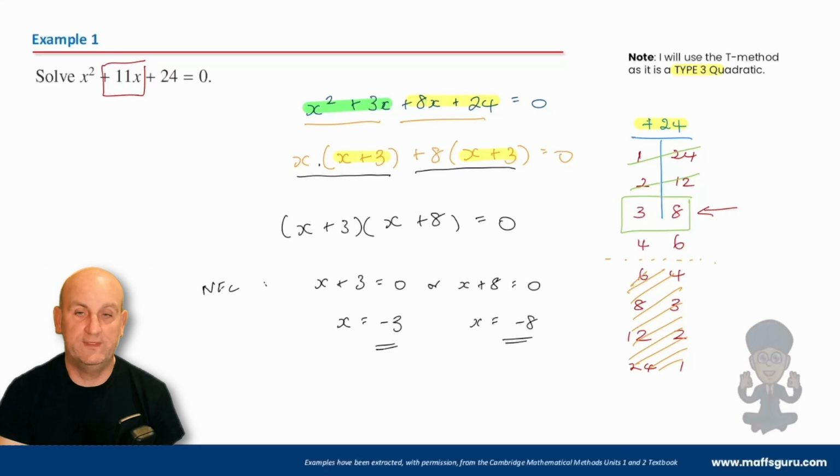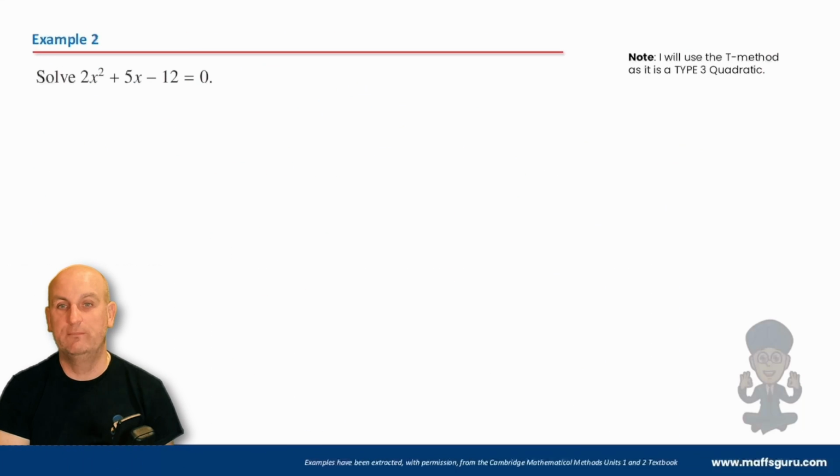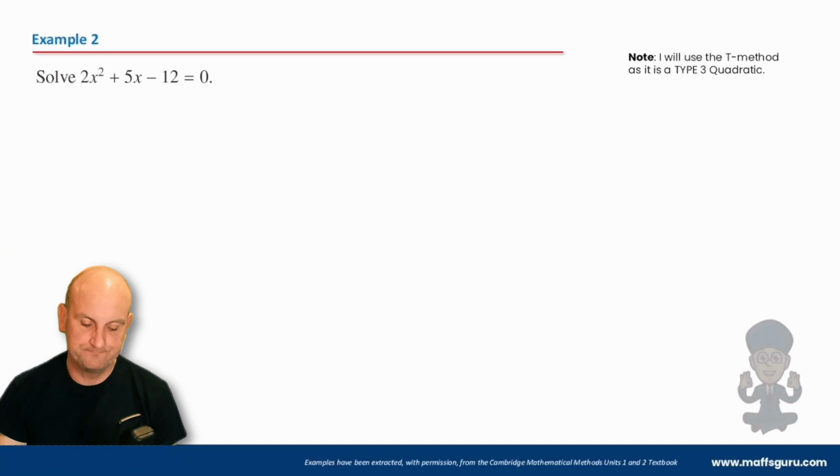Now, a lot of people look at this and go, wow, that seems complicated. Yes, maybe. For this example, possibly. But when you start getting coefficients in front of there, the T method works beautifully every single time. No guess and check, just beautiful maths. All right, and here we go. Here's an example now. Right, so again, this is a type 3 quadratic.